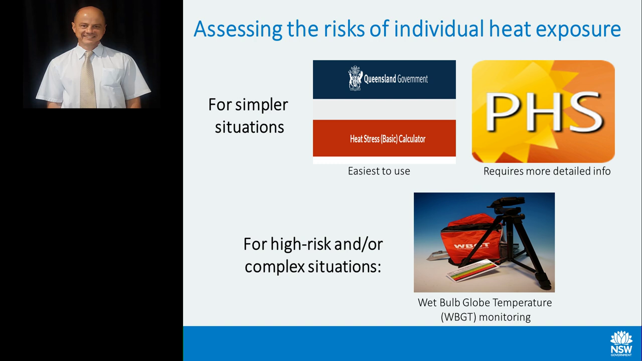Tools are available to assess a worker's risk of exposure. They can be used in both indoor and outdoor workplaces. For simpler situations, Workplace Health and Safety Queensland has developed 2 online tools to assist with assessing a worker's risk of exposure. The easiest one to use is the Heat Stress Basic Calculator that anyone with a basic knowledge of the work area and process can use as a guide to help identify and manage the risks of heat-related illness.